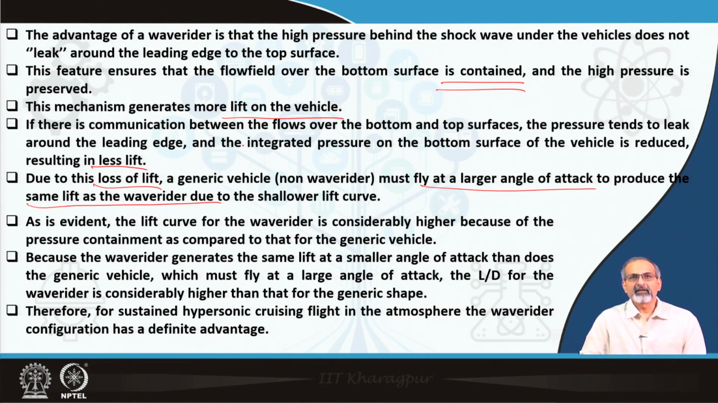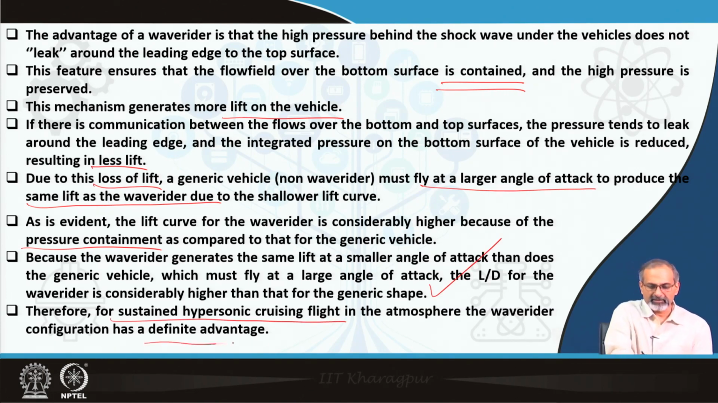As is evident, the lift curve for the wave rider is considerably higher because of the pressure containment as compared to the generic vehicle design. Because the wave rider generates the same lift at a smaller angle of attack than does the generic vehicle, which must fly at a large angle of attack, the L by D for the wave rider is considerably higher than that of the generic shape. So, we already saw that on the plot. Therefore, for sustained hypersonic cruising flight in the atmosphere, the wave rider configuration has a definite advantage.